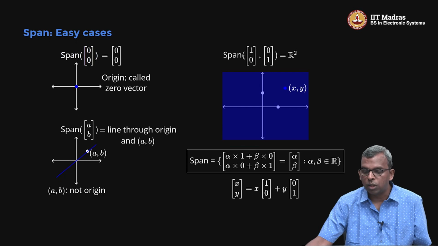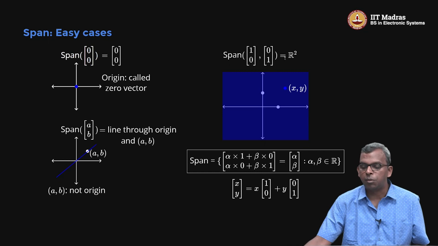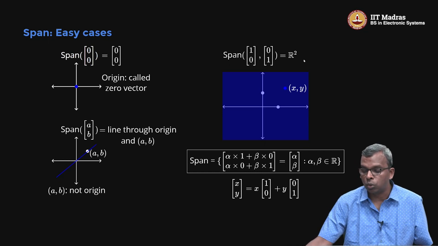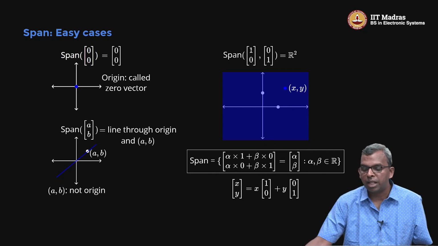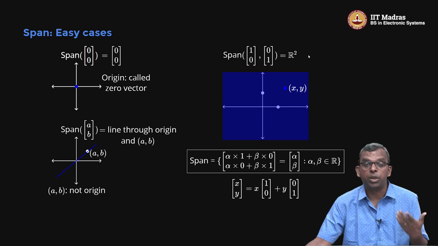So notice what we have achieved here: a lot of efficiency in specifying R2. Previously, in R2, you had to give every possible real number pair (alpha, beta), where alpha is real and beta is real, and we didn't simplify the specification more. Here we are able to say just two vectors. You take the span of (1, 0) and (0, 1), and what do you get? You get the whole R2.